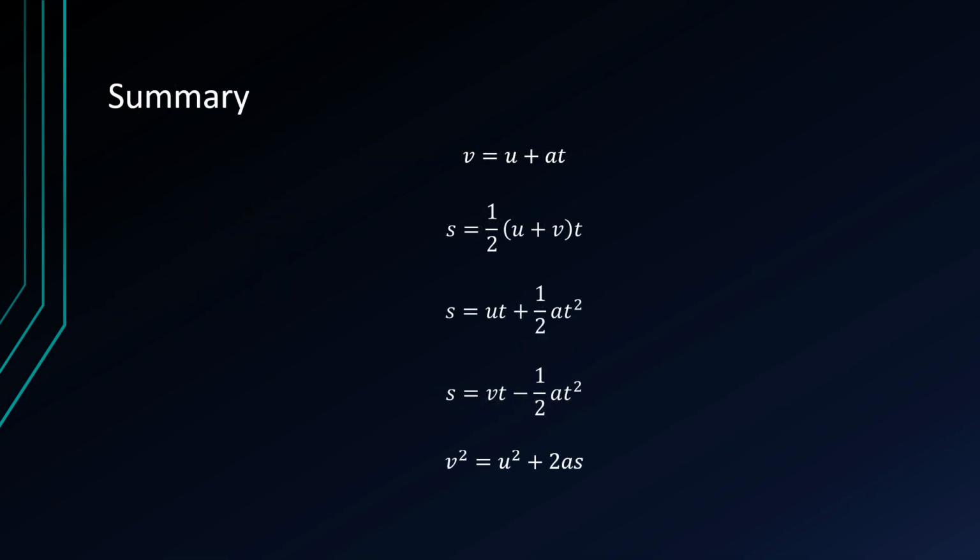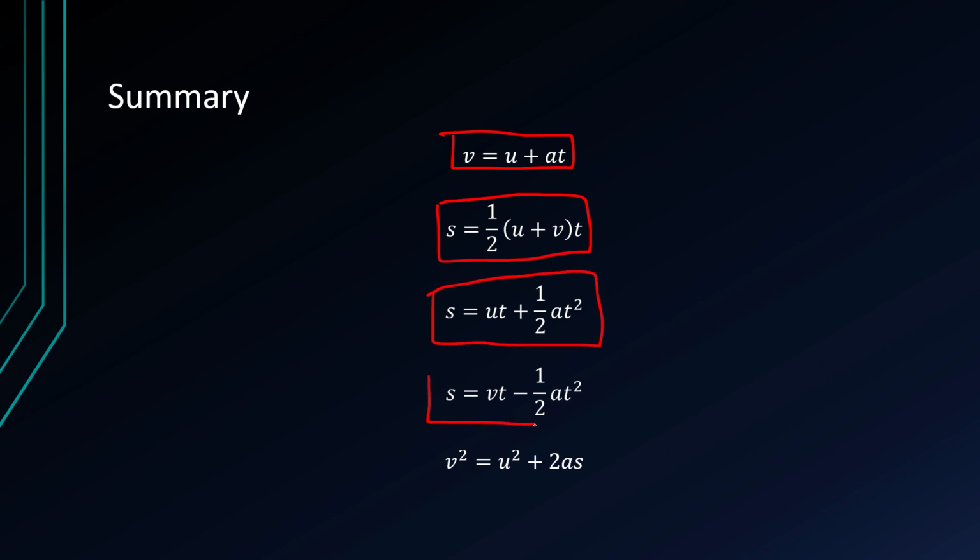So just as a summary for the linear motion equations: v equals u plus at. s is a half of (u plus v) times t. s equals ut plus a half at squared. s equals vt minus a half at squared. And v squared equals u squared plus 2as.